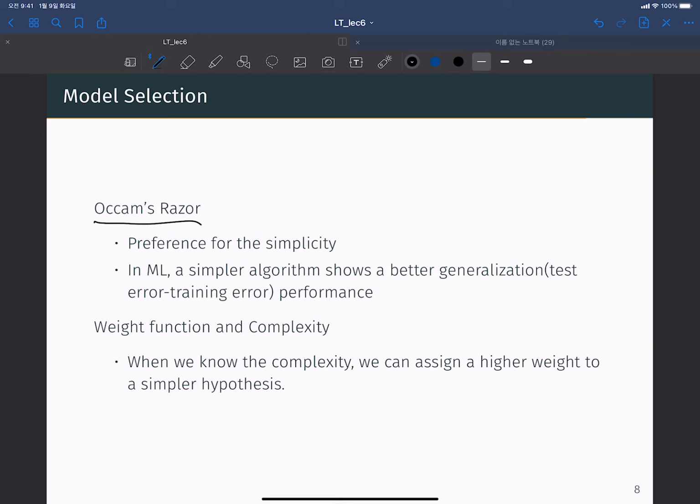When we know the complexity of an algorithm, we use weight functions that give a higher weight to the simpler algorithm. That supports Occam's razor. Using a higher weight for the simpler algorithm, we can more likely choose the simpler one, because the simpler one has better generalization properties.